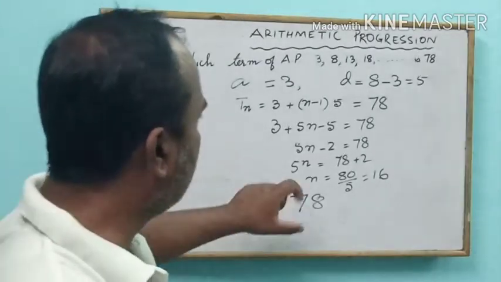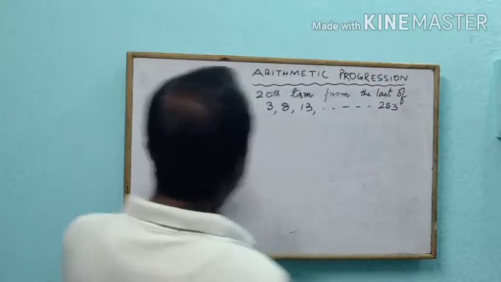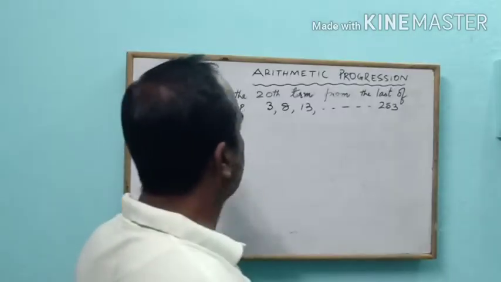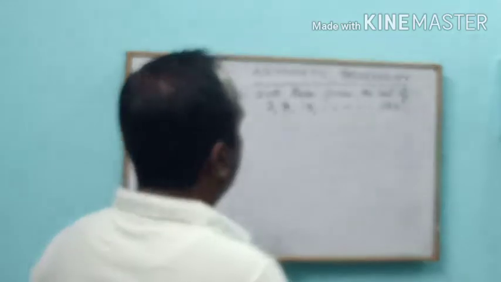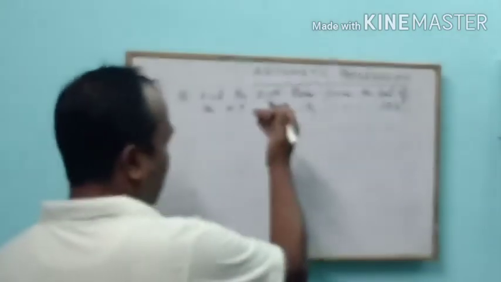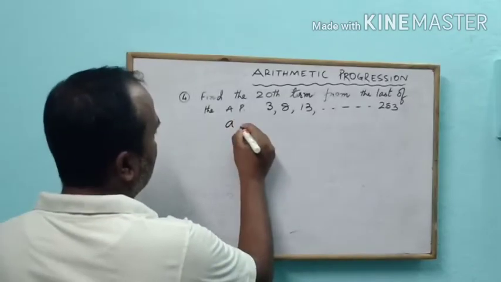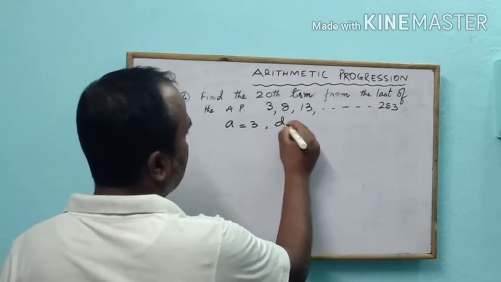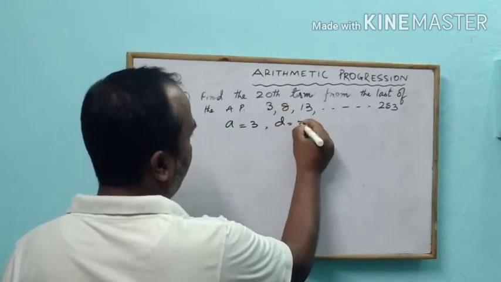I suppose you have understood. Let us see it. Find the 20th term from the last of this AP. So we need to find how many terms are there first of all, then we will calculate the 20th term from last, not from first. Mind. So A is here 3 and D is 8 minus 3, that is 5.